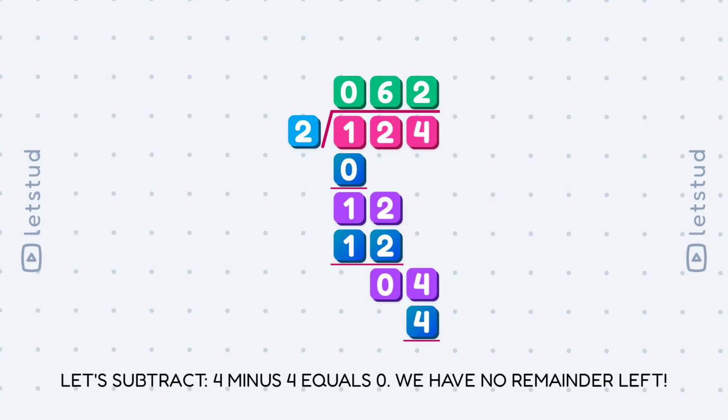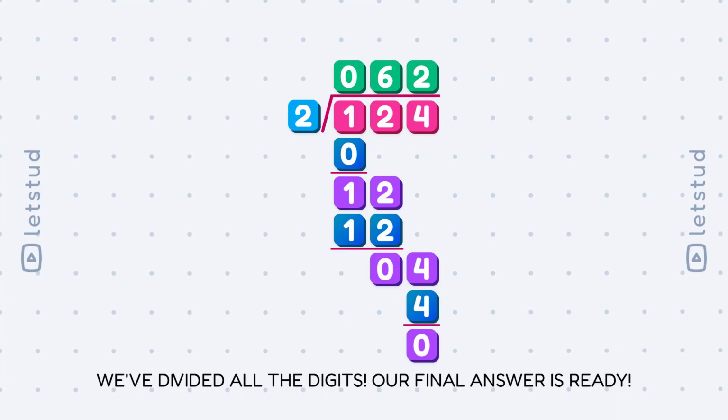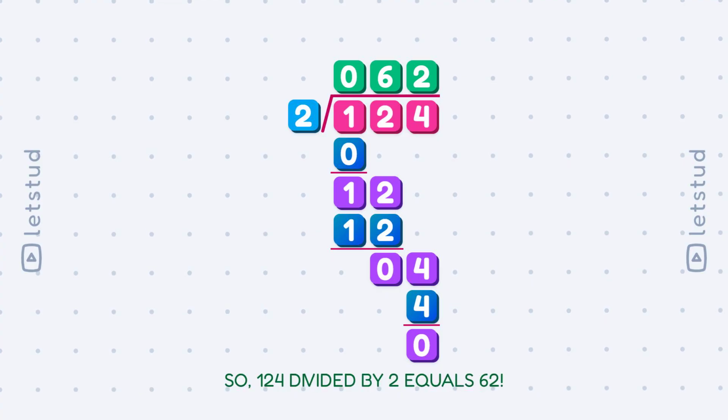We have no remainder left. Amazing work, you solved the whole problem. High five. We've divided all the digits. Our final answer is ready. So, 124 divided by 2 equals 62.